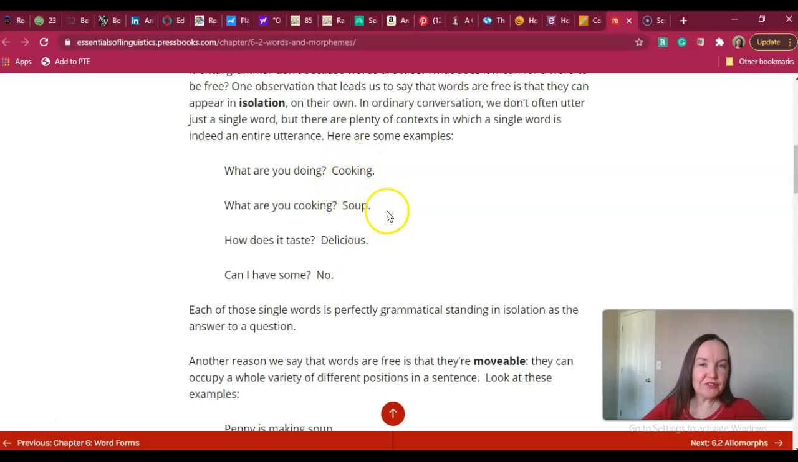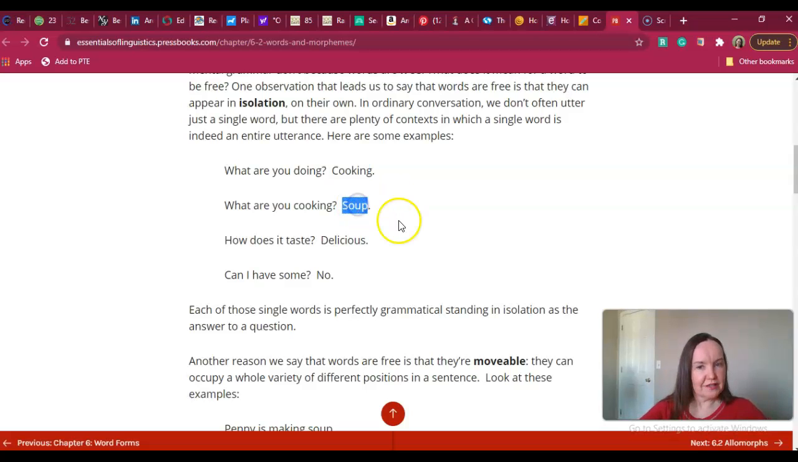And these are all different types of words too. Like cooking implies an action, right? The ing on the end implies that this is continuous. It's going on for a little while. And you'll see as we get a little bit further into this explanation about words and morphemes that that ing ending carries a lot of meaning.